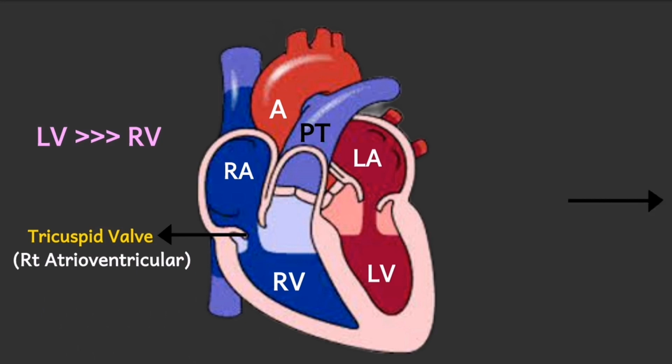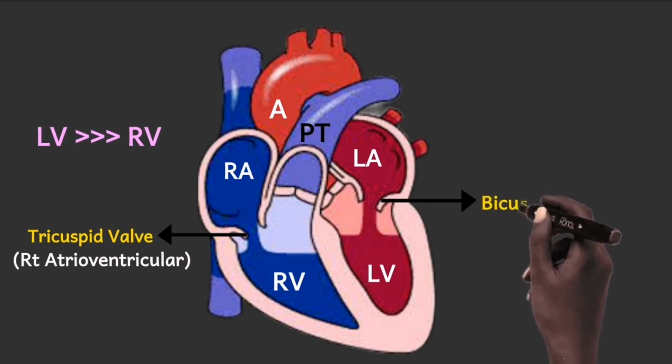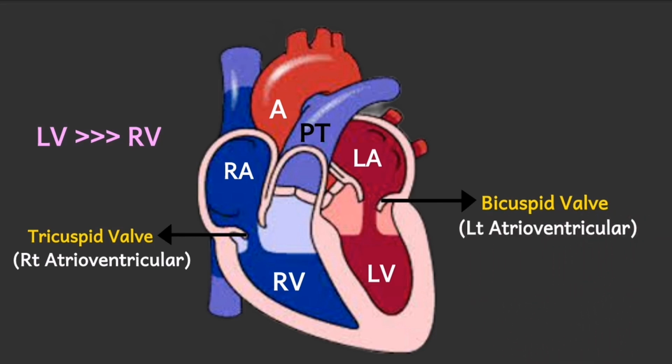Then on the left, we have the bicuspid valve, and you can guess why, right? Because it has 2 leaflets or 2 cusps, a bicuspid valve. Its other name is the left atrioventricular valve because it is situated between the left atrium and the left ventricle. A third name for this valve, which is used more in clinical practice, is the mitral valve.